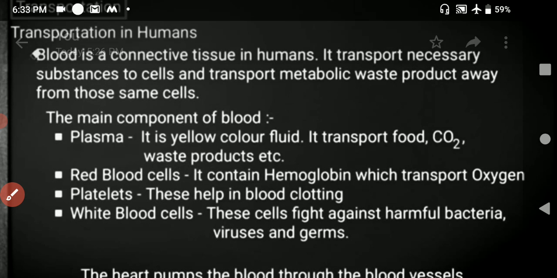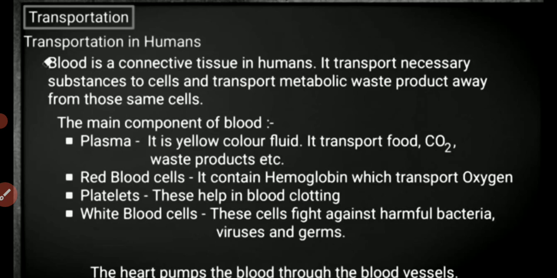So the next one is transportation. Transportation in human. Blood is a connective tissue in human. You are quite familiar with a red color fluid flowing throughout your body, which is called blood. It is a connective tissue. Blood is also a type of tissue which comes under the category of connective tissues. It transports necessary substances to cells and transports metabolic waste products away from the same cells. So, it transports the necessary substances which are required by the cell to the cell and also transports metabolic waste of the cell from the cell.